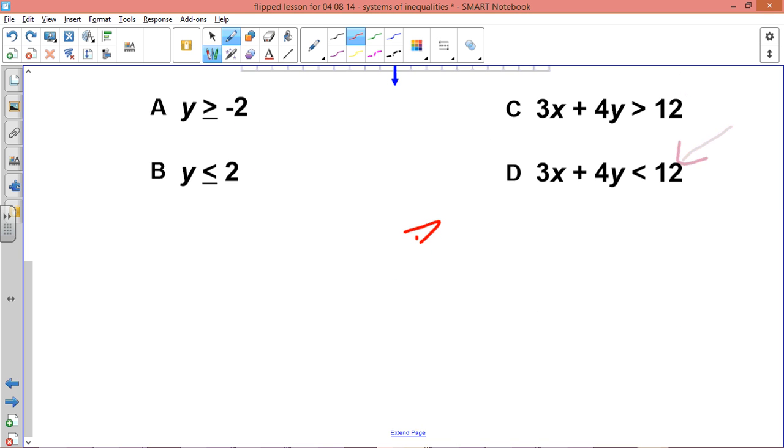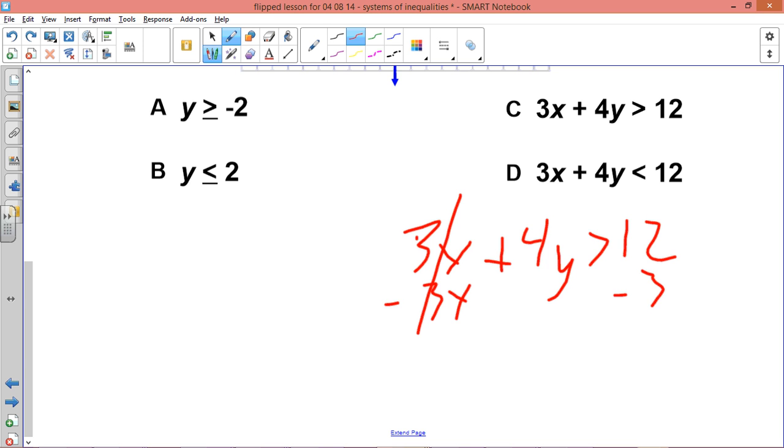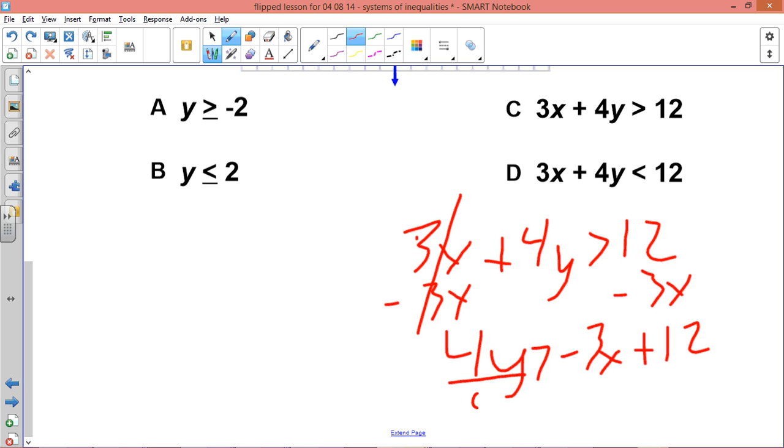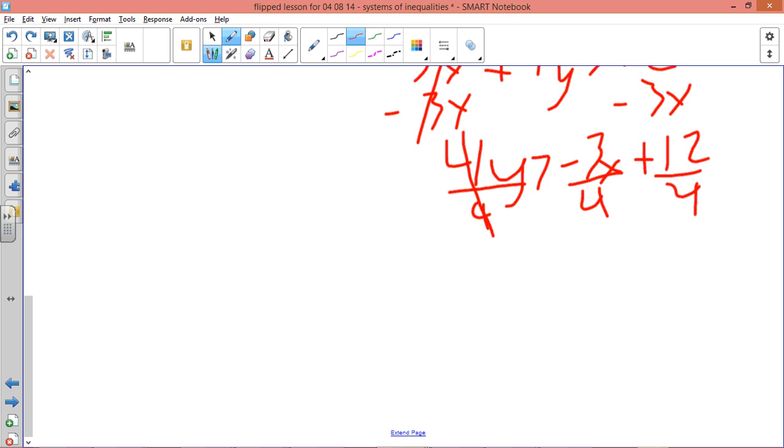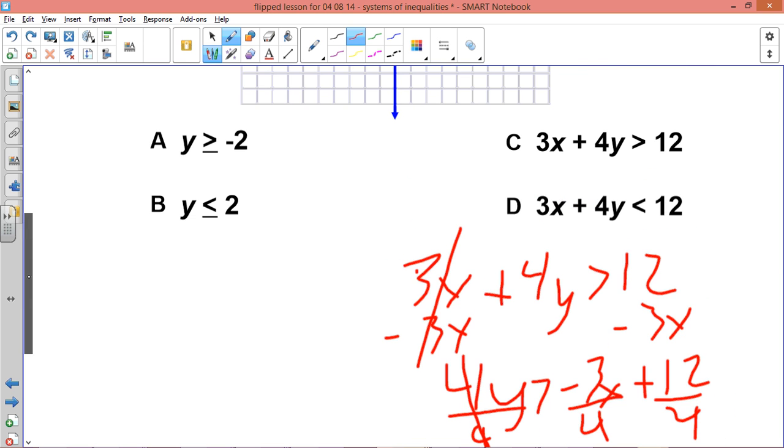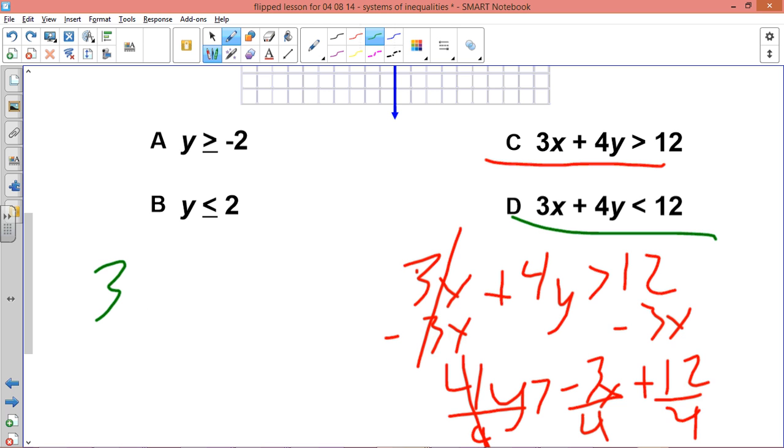Let's go ahead. 3x plus 4y greater than 12, minus 3x, minus 3x. 4y is greater than negative 3x plus 12. Divide by 4, divide by 4, divide by 4. I get that y is greater than negative 3/4 x plus 3. Well, that one's looking promising. Let's do the other one. So this one was in red. I'll do the other one in green. 3x plus 4y less than 12.